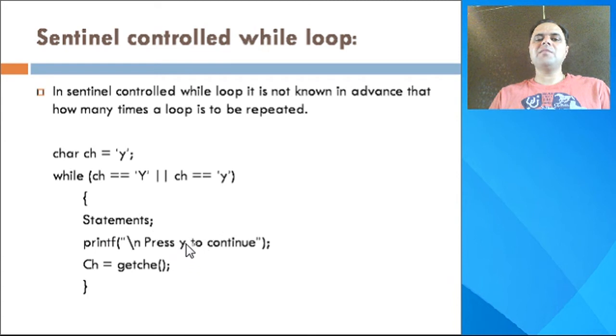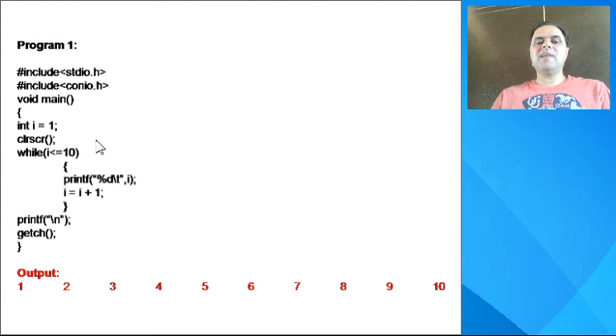If you have pressed some other key, getch will catch that other key and assign it to ch. So this condition becomes false, so control will go outside. So in this case, we don't know in advance how many times this loop will be executed, because it depends upon the person who is running the program, whether he presses y or not. This is sentinel controlled. So we have some example programs.